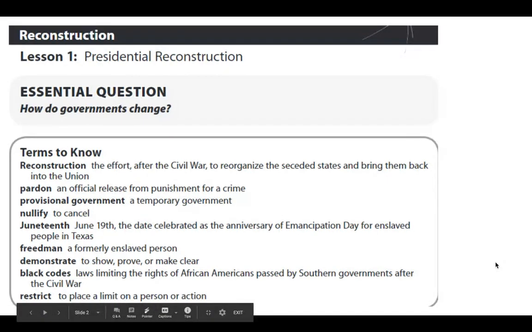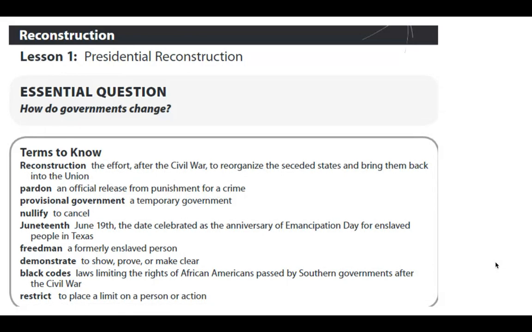Freedman, a formerly enslaved person. Demonstrate, to show, prove, or make clear. Black codes, laws limiting the rights of African Americans passed by Southern governments after the Civil War. Restrict, to place a limit on a person or action.